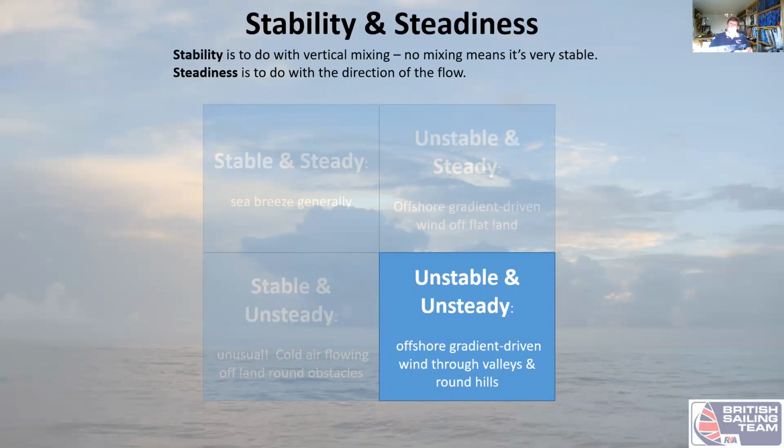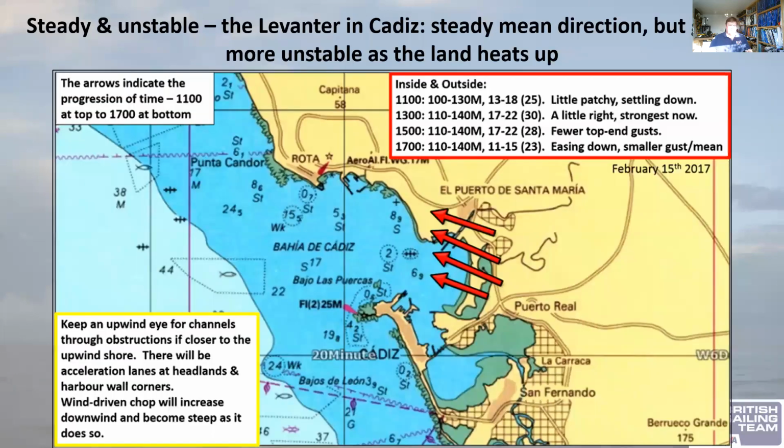So what you end up with is big shifts left and right, seemingly at random, and also quite a big gust to lull difference. So let's just have a quick look at a couple of examples of this. First of all, this is an example of a steady and unstable wind. This is the Levante, the east to east-southeast wind, which blows through Cadiz, which the river sailing team has used as a winter training venue over the years.